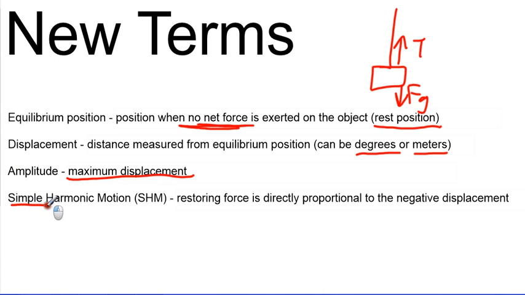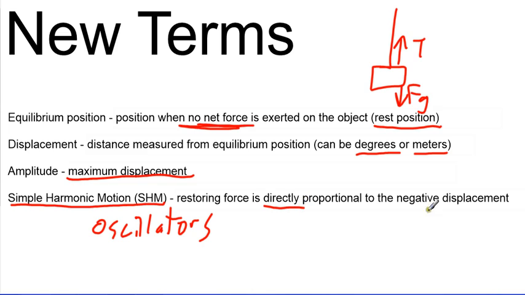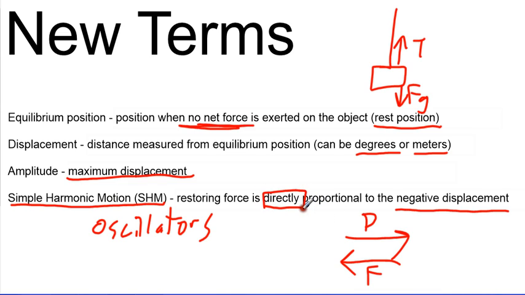And now when we talk about simple harmonic motion, and this is when we also talk about simple harmonic oscillators, this is where the restoring force is directly proportional to the negative displacement. And all that tells you is if we have a displacement to the right, let me put that as a D, we have a restoring force to the left that is directly proportional to that displacement. So that's why it's going in the opposite direction. That's why we say the negative displacement.